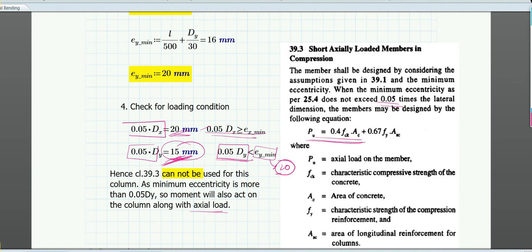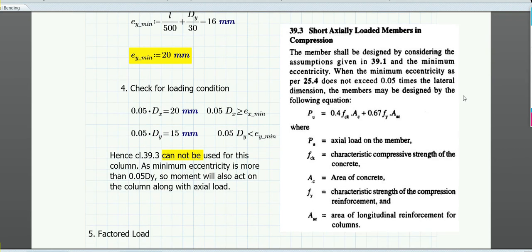Be careful about this step. And now suppose you have in both the cases, if here we have 0.05 times dy less than ey minimum, and if in the x direction also this condition is happening, like 0.05 times dx is less than ex minimum, in that case also we have to consider a moment in the x direction, about x direction also.